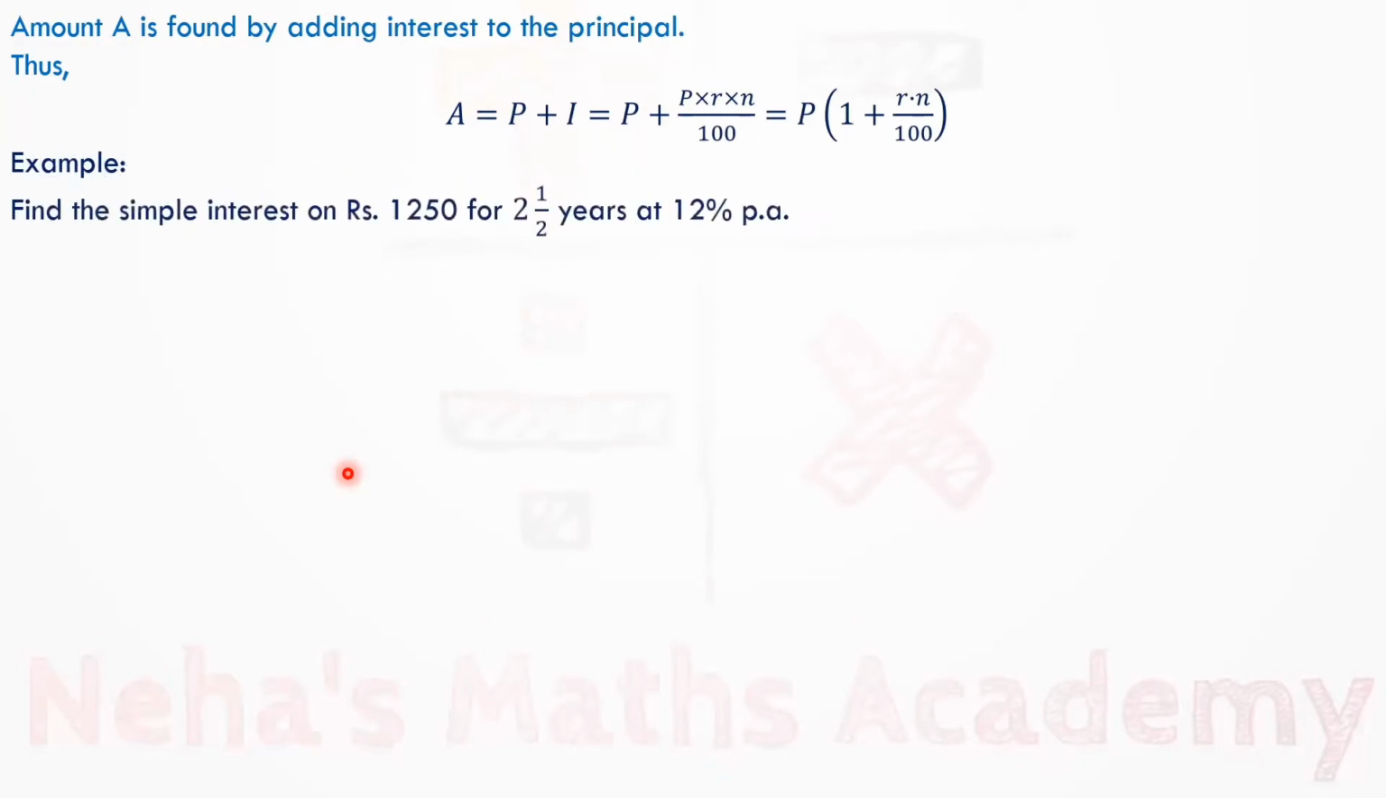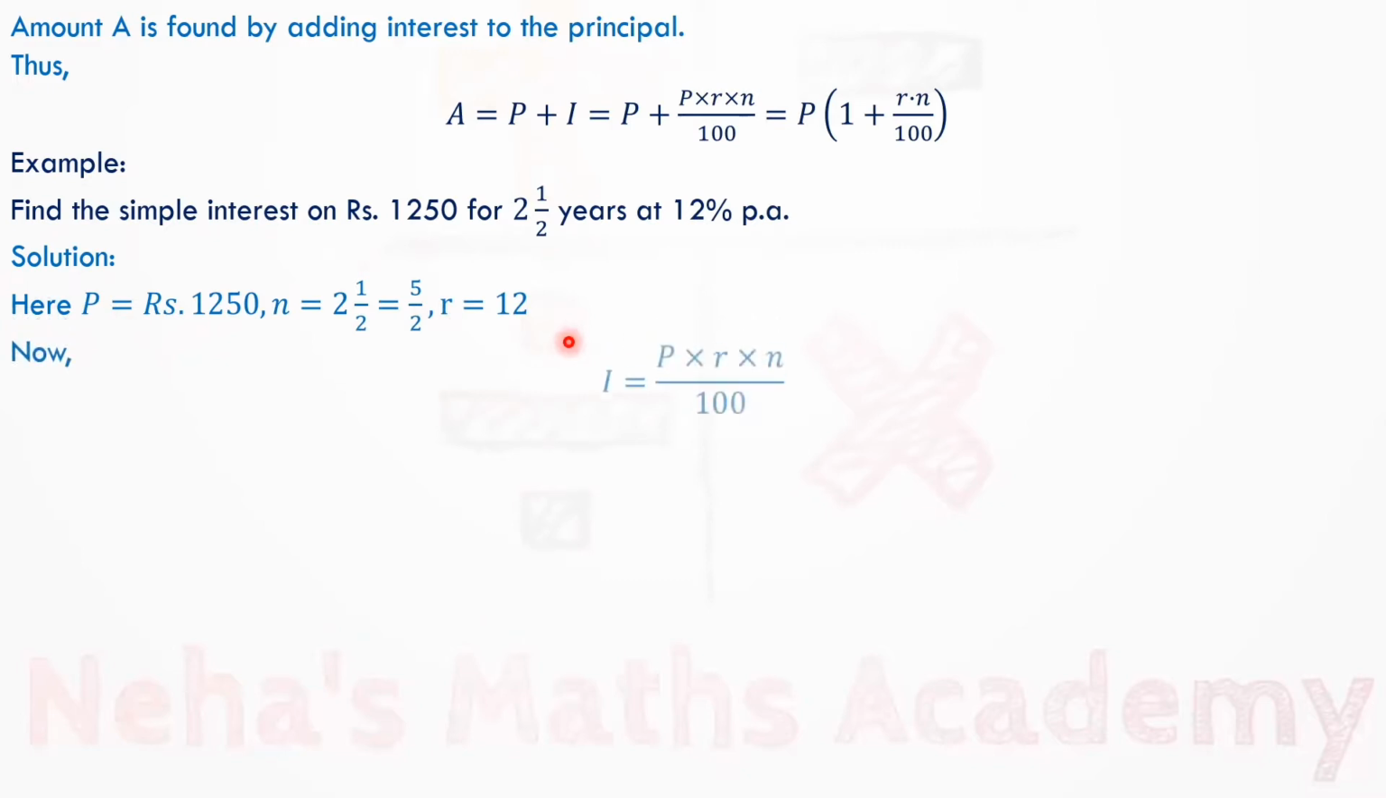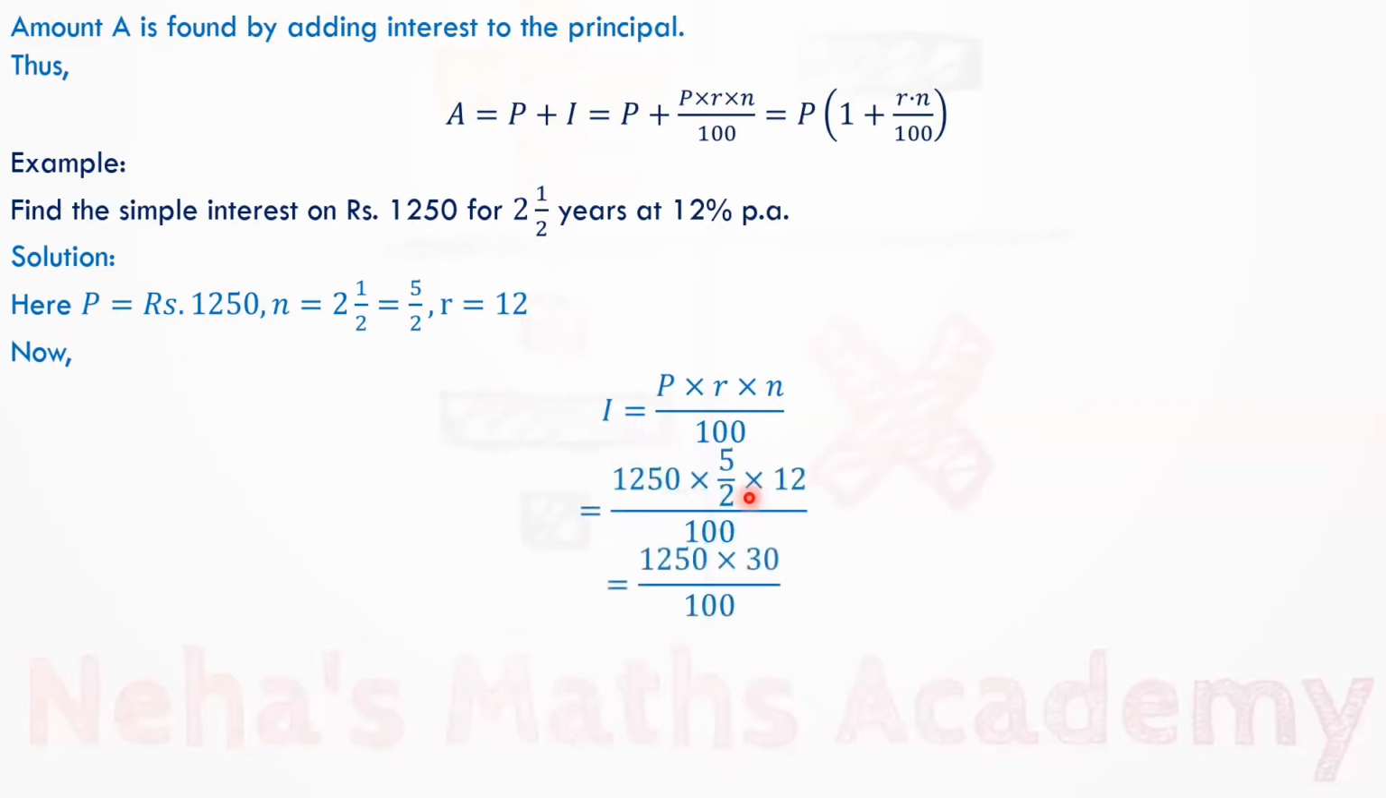For example, find the simple interest on rupees 1250 for 2.5 years at 12% per annum. So we have given P, that is principal, rupees 1250, time, that is N, 2.5 years, that is equal to 5 by 2, and R, rate of interest, is 12%. Just use the formula capital I is equal to PRN upon 100, substitute all the values, and by simplifying this, we will get I is equal to 375. Therefore, simple interest is rupees 375.